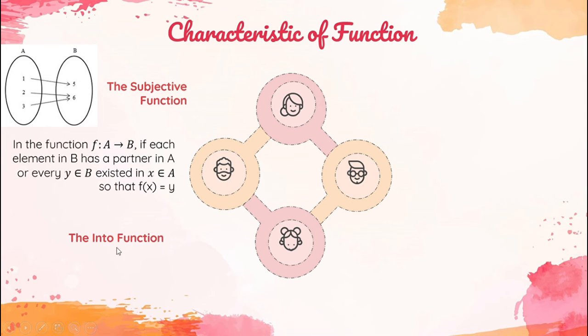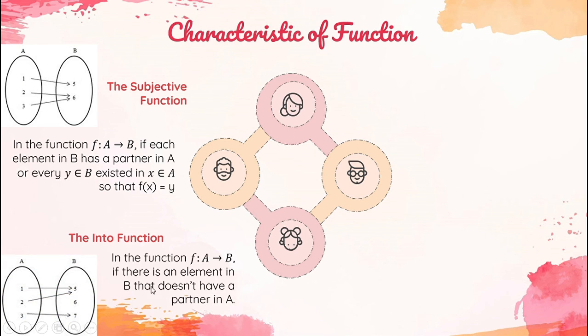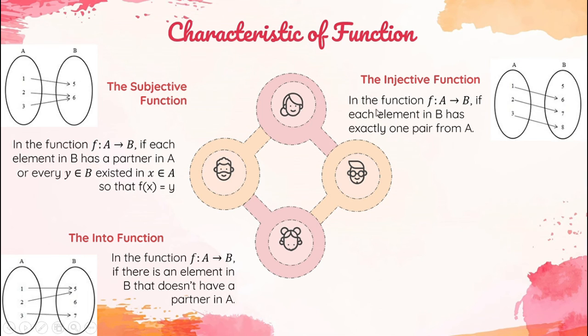Second is the into function. In a function f: A to B, if there is an element in B that doesn't have a partner in A. So this is the example of the into function. You can say that B doesn't have a partner in A. Third, we have the injective function. In a function f: A to B, if each element in B has exactly one pair from A. So this is the example of the injective function.